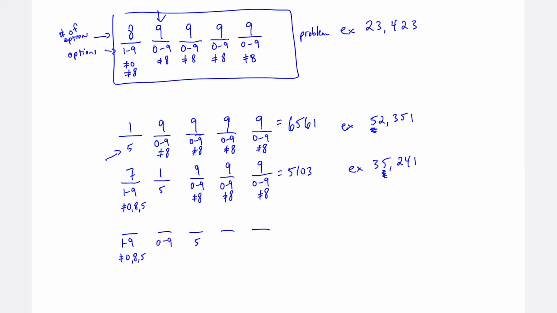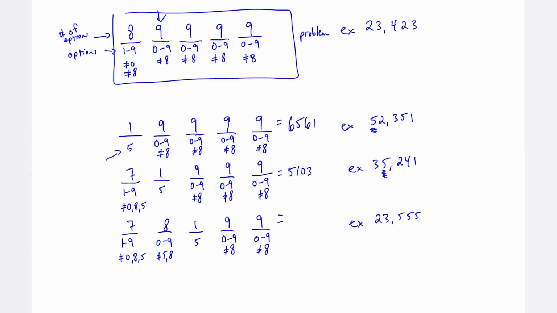This one can be a 0 through 9, but it can't be a 5 or an 8 this time, because again, now we're coming up with examples that might be like 23,555 could be one of these options here. So here we have 7 options. Here we have 8 options, I believe. 0, 1, 2, 3, 4, 6, 7, and 9. 8 options. 1 option here, 9, and 9. Again, for the 0 through 9, but not 8.